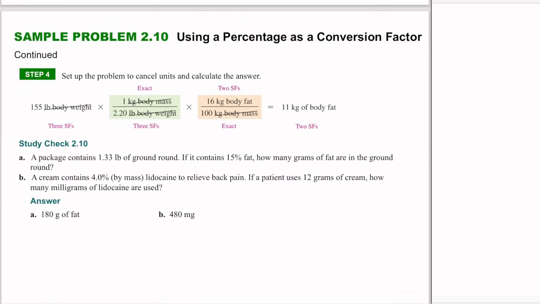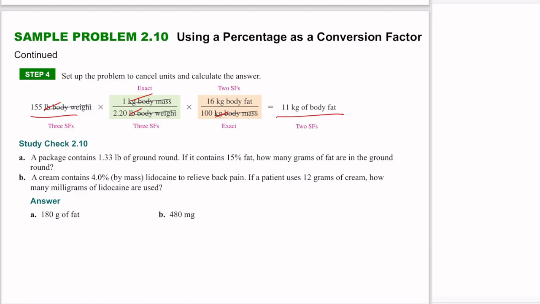So let's go ahead and get started. We're starting with 155 pounds of body weight. We multiply by the conversion factor, 2.20 pounds per kilogram. We need to put the pounds on the bottom so that pounds cancels. Then we multiply by the second conversion factor, 16 kilograms of body fat per 100 kilograms of body mass, so that kilograms of body mass cancels and we're left with kilograms of body fat. So that gives us 11 kilograms of body fat.